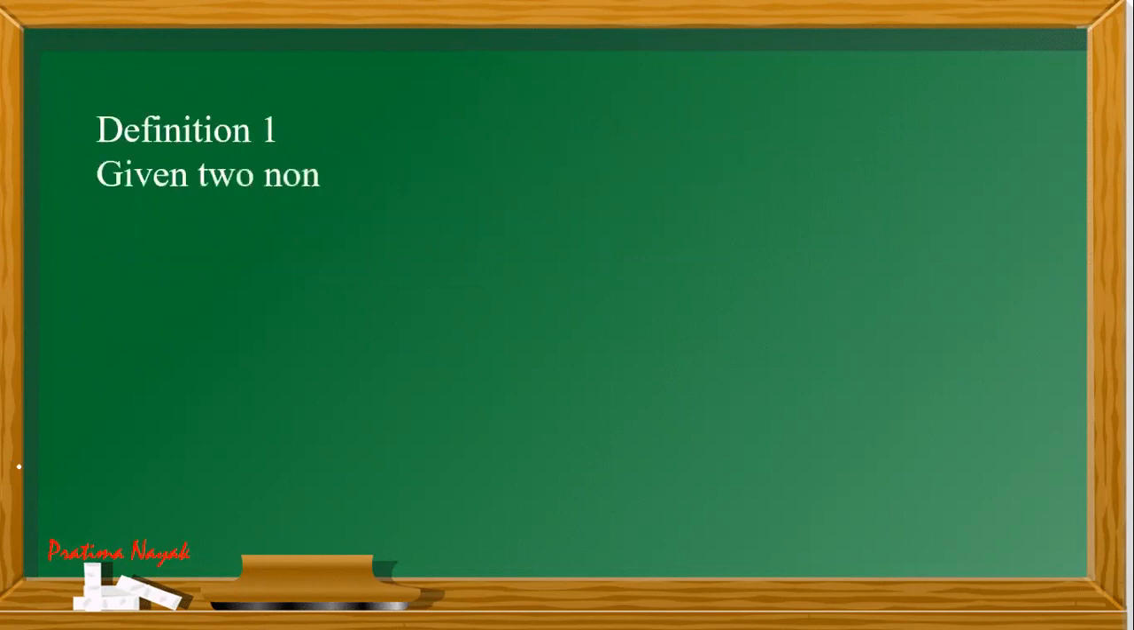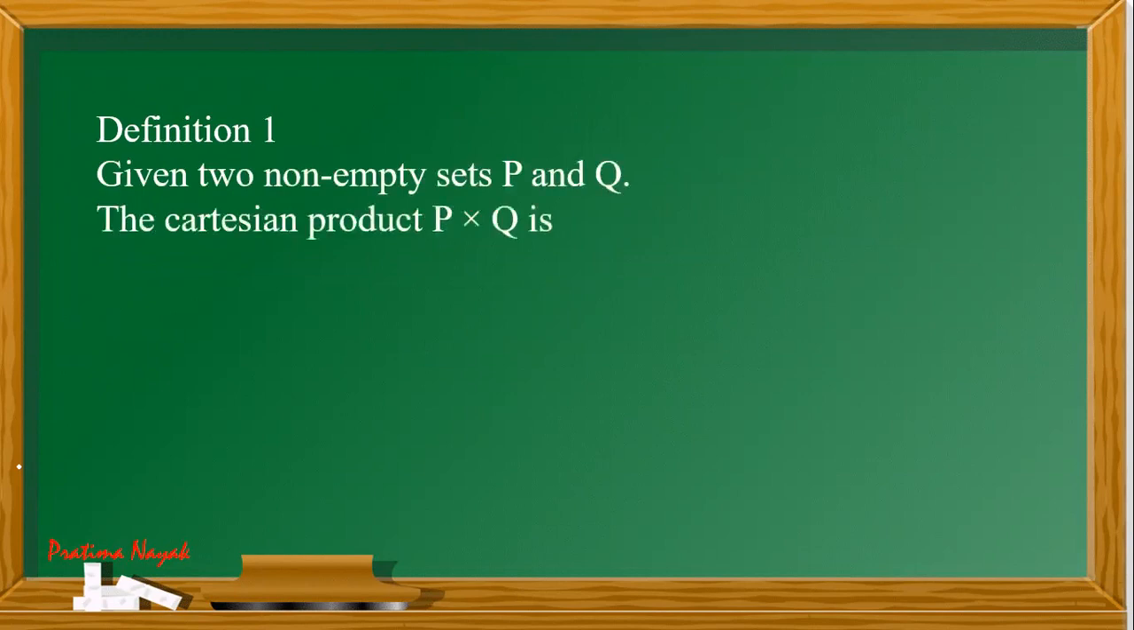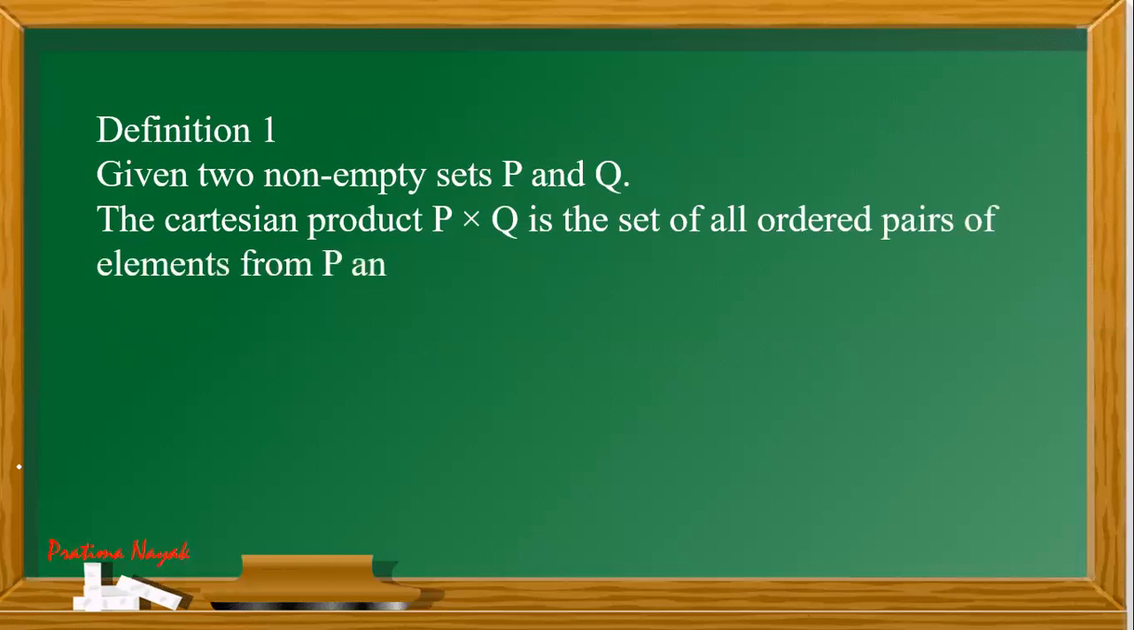Definition. Given two non-empty sets P and Q, the Cartesian product of P and Q is the set of all ordered pairs of elements from P and Q. Or we say P cross Q is equal to the set of all (p, q), where p belongs to set P and q belongs to set Q.